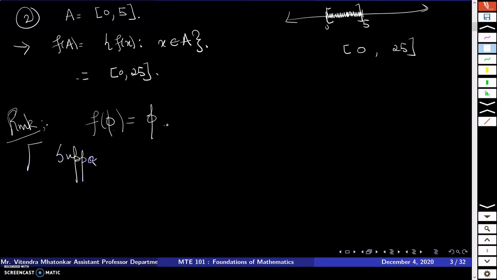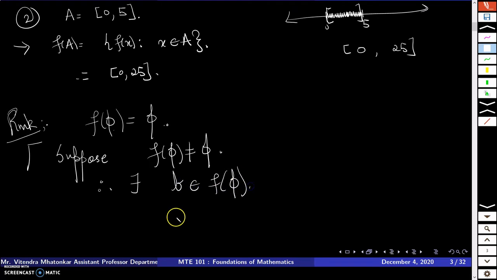Suppose f of the empty set is not empty. If it is non-empty, then there exists a point in f of the empty set, the image of the empty set. Therefore, there exists some point, let's call it B, in f of phi, the image of the empty set. Now, when do you say that a point is there in the image of a set? When there is a point in that set which is mapped to this point B.